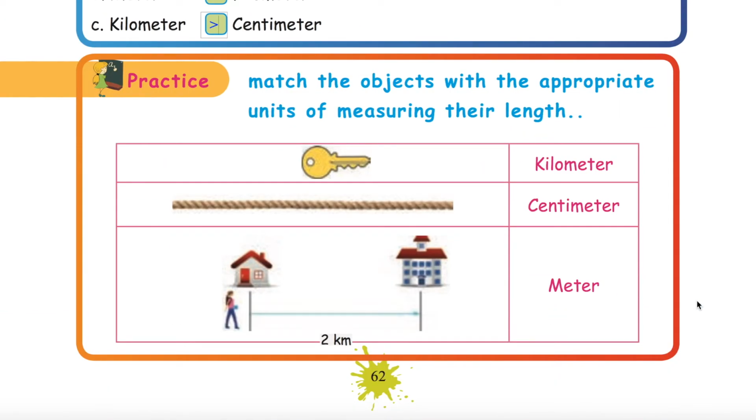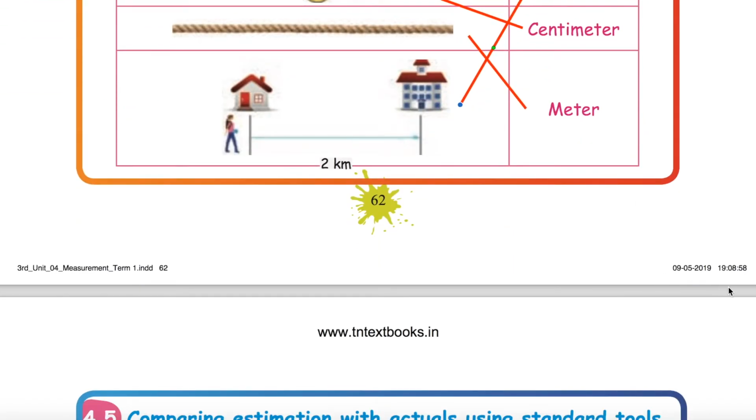Match the objects with the appropriate units for measuring their length. This is not kilometer, this must be in centimeters. We'll match these to centimeter here. What about this? This is in meter. This is 2 kilometers, so this should be matched to kilometer.